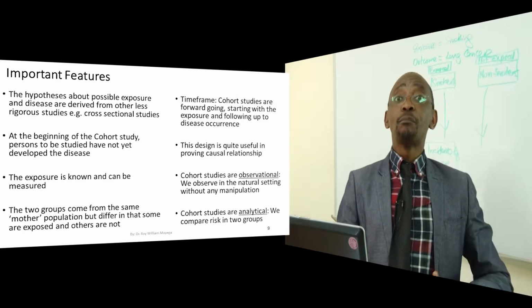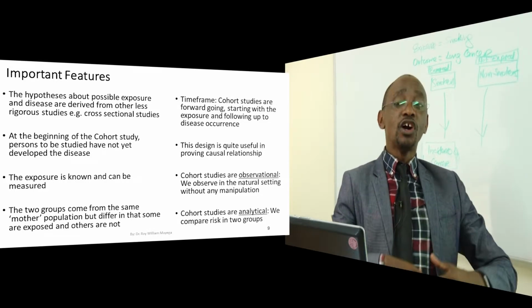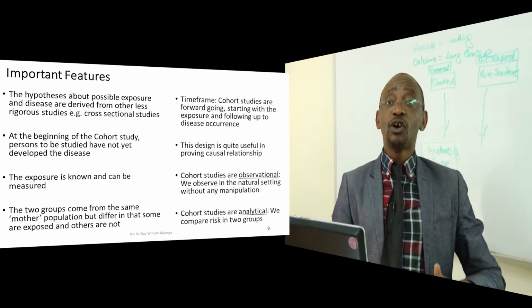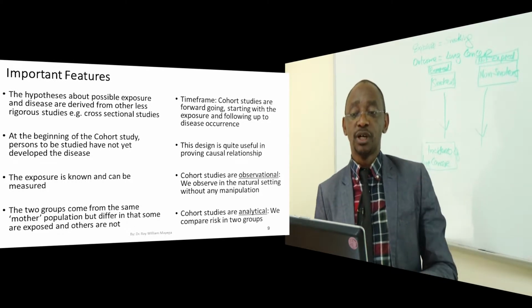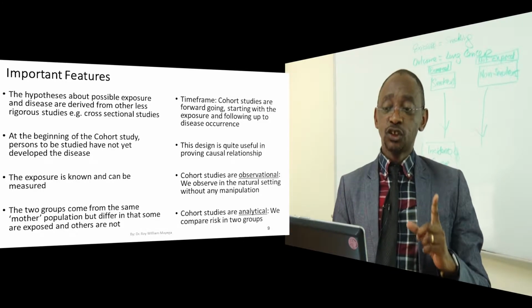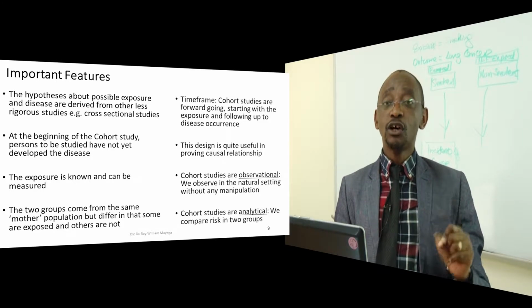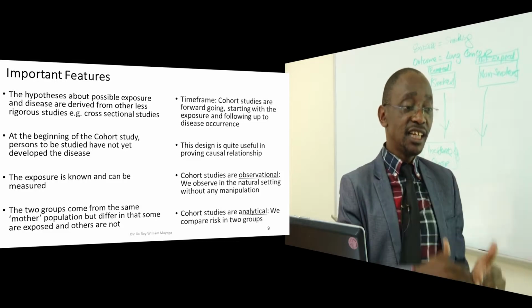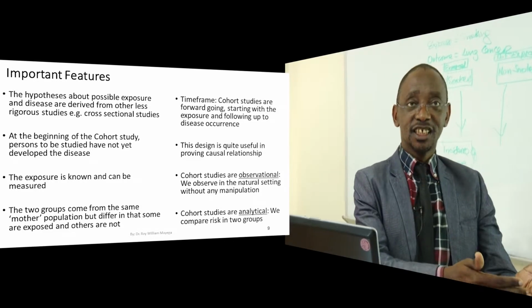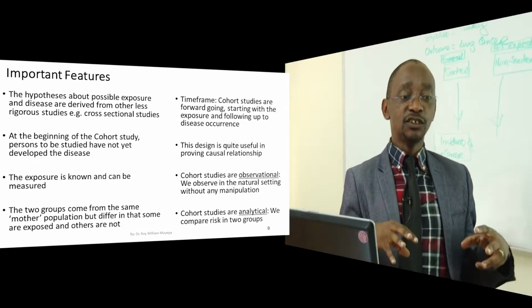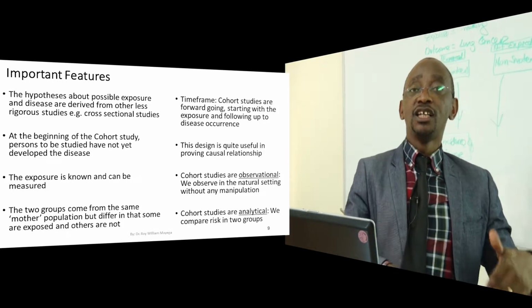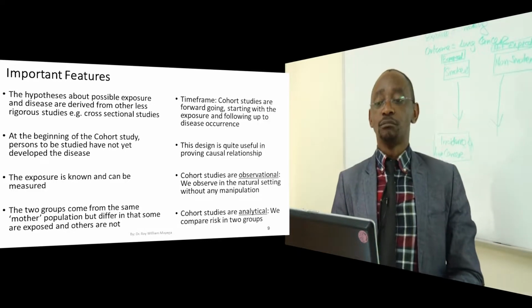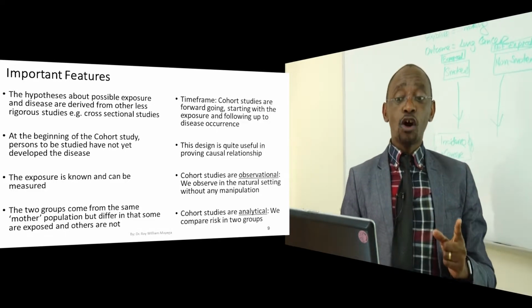Cohort studies follow up people for years, sometimes going for several years. So we follow up people. We select people based on the exposure status and we follow them up. And this design is quite useful in proving causal relationships, that this thing causes this. Because we start with people who are disease-free, who are exposed, and then we follow them, and then we observe for the outcome. Cohort studies are observational.